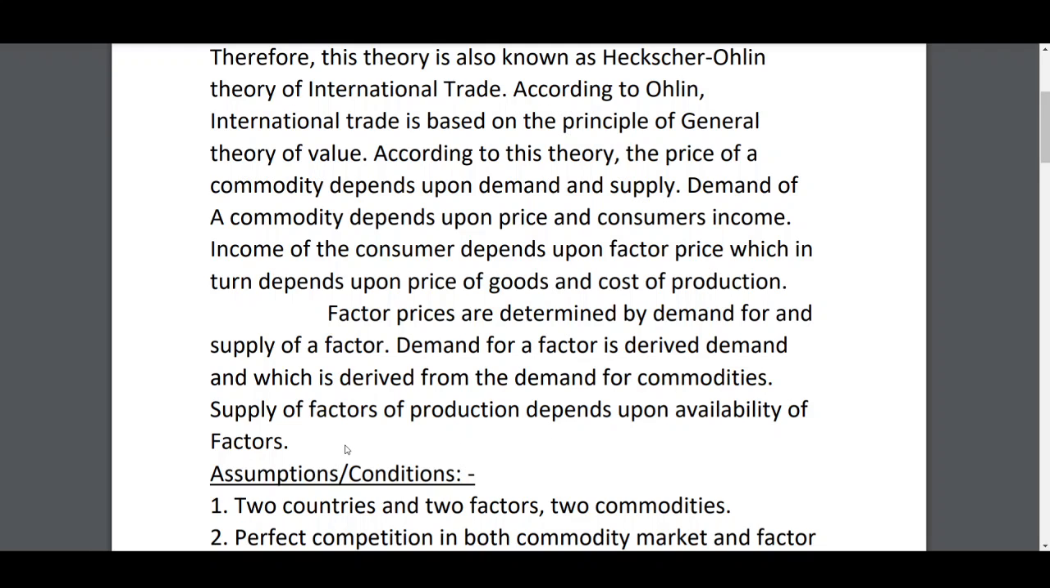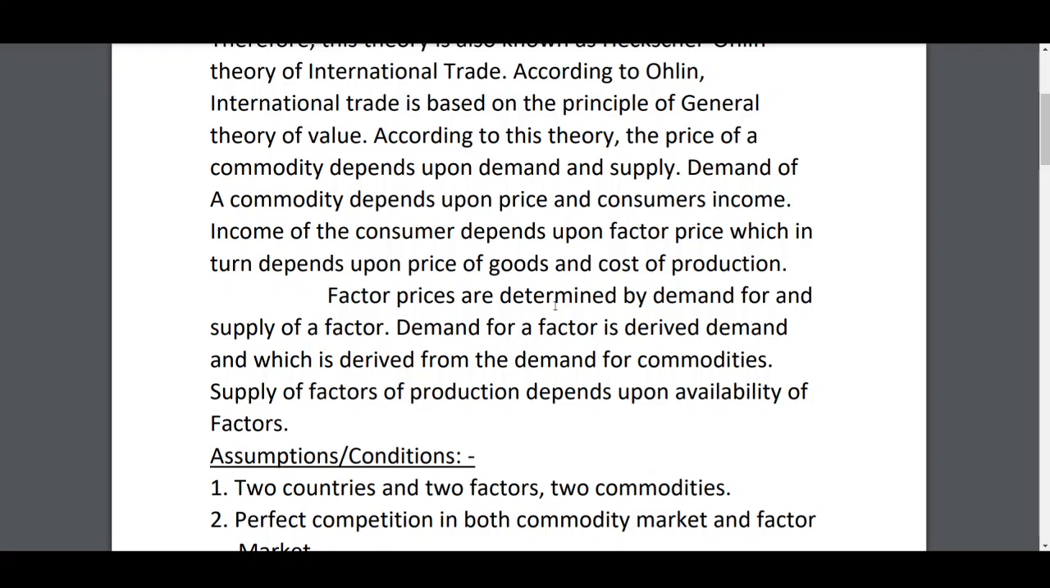Availability of factors. So, the factor prices are determined by demand for and supply of a factor, and demand for a factor is derived from where? From the demand for commodities, and the supply of factors of production depends upon what? The availability of factors. Thus, we can say that this theory is based on the general theory of value. That means the price of a commodity depends upon demand and supply.